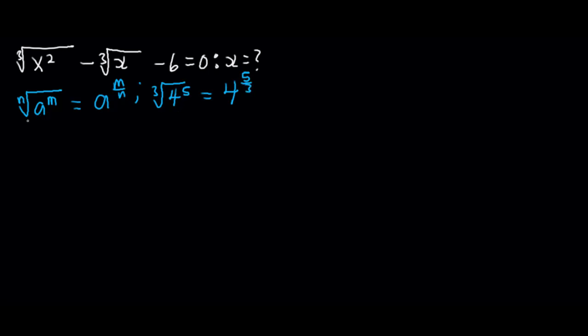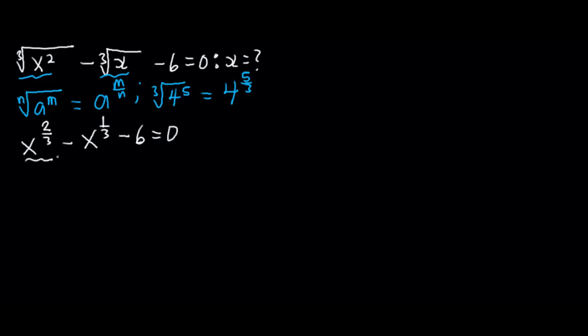Now we are going to apply this property to break the cubic root of x squared and the cubic root of x down. We are going to break them down or rewrite them. So what will happen is that the cubic root of x squared becomes x exponent 2 on 3, minus the cubic root of x, which is x exponent 1 on 3, minus 6 is equal to 0.